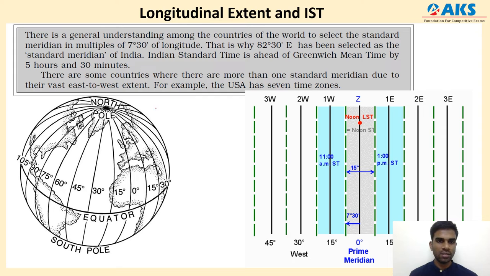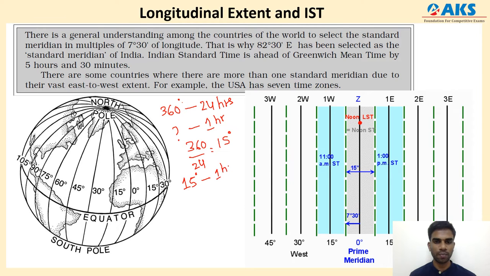We know that Earth rotates around itself, that is, it completes rotation in 24 hours. It covers 360 degrees in 24 hours. So in 1 hour, how many degrees does it cover? If we divide 360 by 24, we get 15 degrees. It means that it covers 15 degrees in 1 hour. Let us understand this in terms of time.